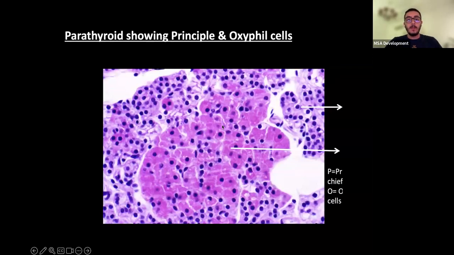Again, this is another slide. This is a clearer slide. These are the principal cells. These are the chief cells. Let me just pull up a laser pointer. You see how these appear blue and these appear pink under stain. So these are the oxyphil cells and these are the principal cells.